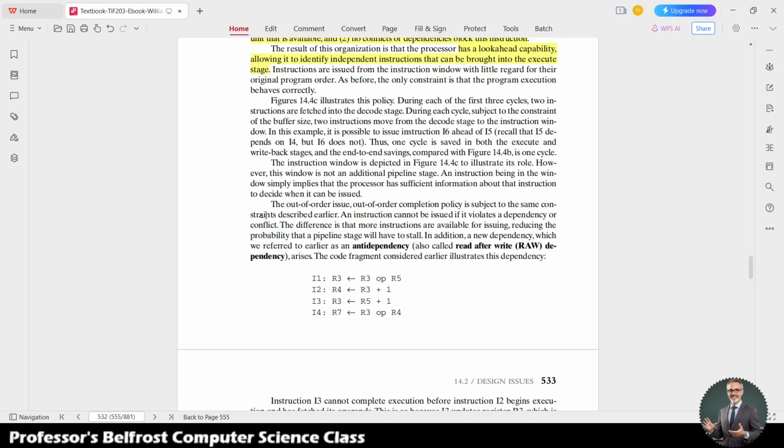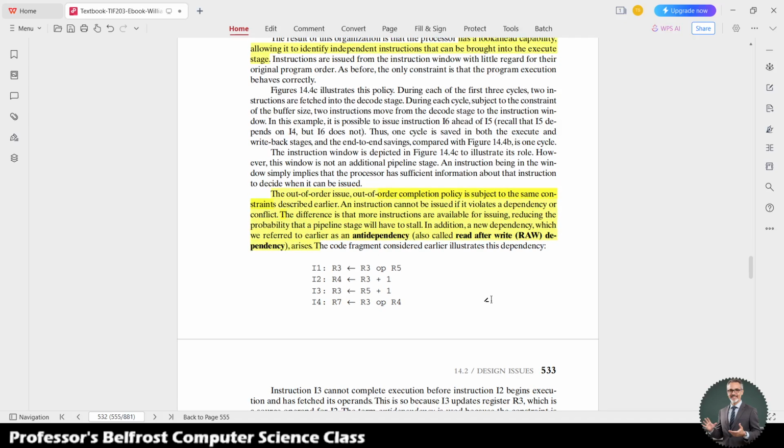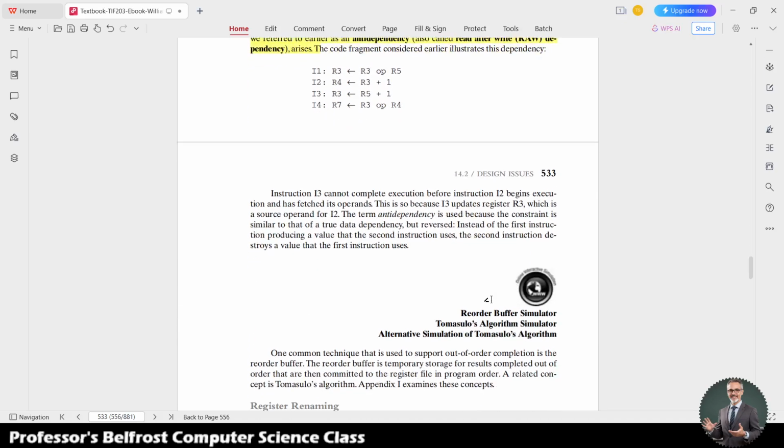So here, the out-of-order issue, out-of-order completion policy is subject to some constraints. An instruction cannot be issued if it violates a dependency or conflict. The difference is that more instructions are available for issuing, reducing the probability that a pipeline stage will have to stall. In addition, a new dependency, which is referred to as anti-dependency, arises. So this is also a problem for this kind of design.